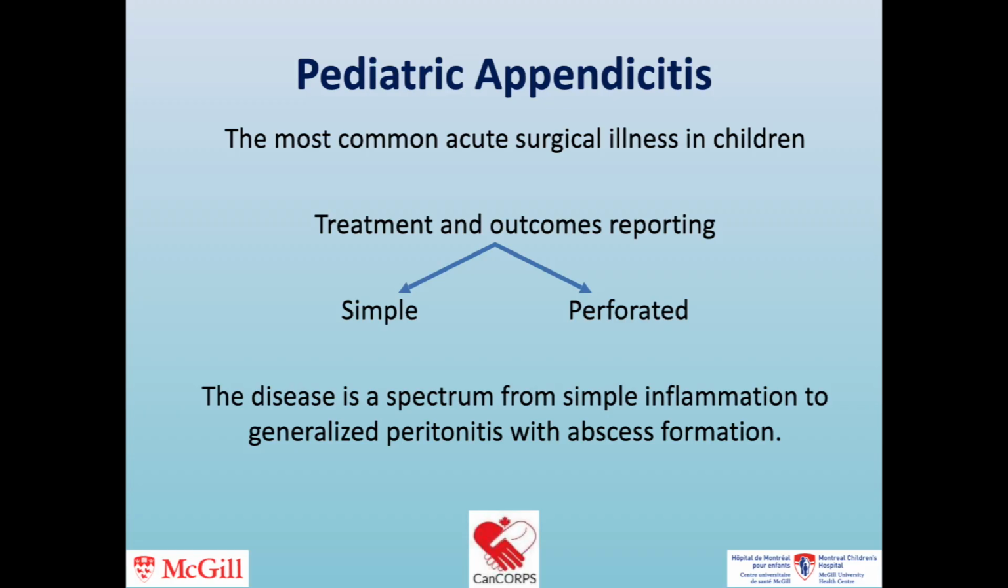The disease is typically described, treated, and reported in outcome studies as a binary one, simple versus perforated. However, it is well known that the disease presents in a wide spectrum, from simple inflammation to abscess formation with extensive contamination and generalized peritonitis. Unfortunately, we still do not routinely use any risk stratification in the diagnosis, treatment, or reporting of this disease.